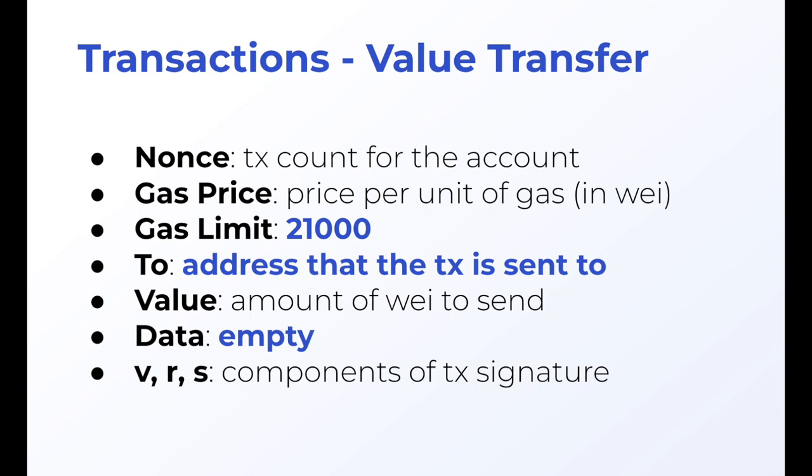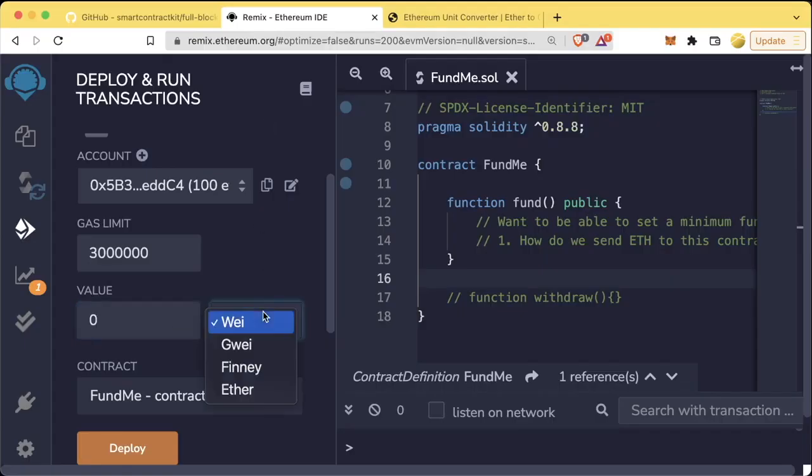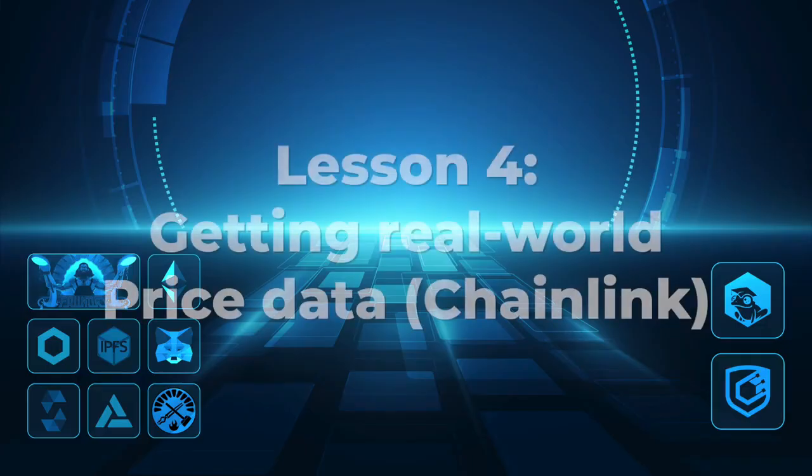For sending value, we can populate some of these fields. The gas limit, for example, is populated to 21,000. Data is going to be empty. And then that to is going to be the address of the transaction we want to send to. For a function call, we can also still populate the way that we want to send. So we can call a function and send a value at the same time. In Remix, it has a little drop down here for wei, gwei, finney, and ether. We're going to ignore finney for now, but of course we have our wei, gwei, and ether again, where 1 ether is worth this much gwei and this much wei.